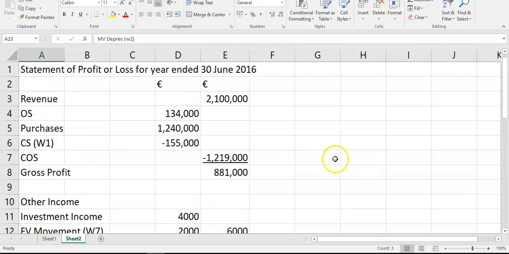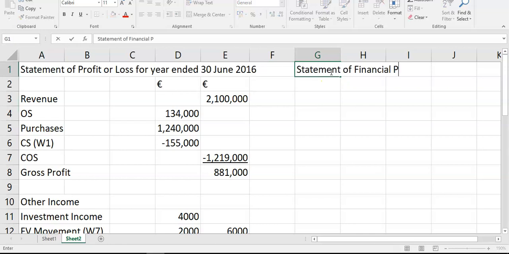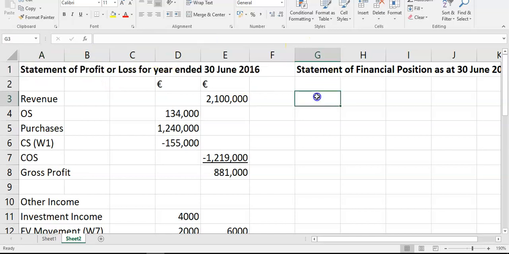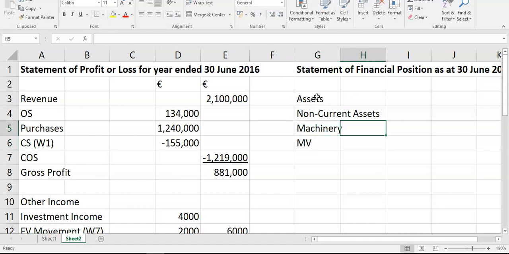The other aspect that we are asked for here, which I'll do this side, is a statement of financial position as at 30th of June 2016. So notice here, this is for the period, this is at a particular date. You then firstly go assets, and we look at non-current assets first. So we have 2 non-current assets in the question. We have, in this case, machinery and motor vehicles. Now just be careful with the figures you're getting here.